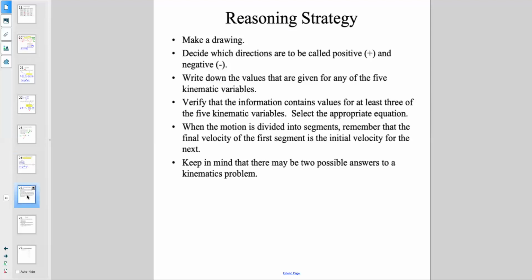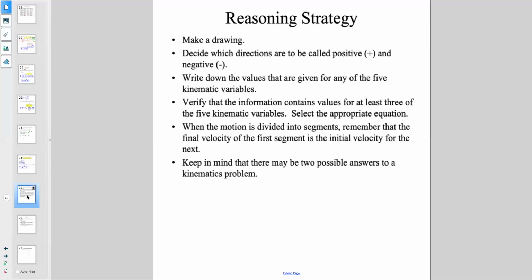But so reasoning and strategy for solving the problem is that you have to make some drawings. Decide which direction is called positive or negative. Remember, the direction of the motion of the object is always positive. Write down the values that you have. Write down the things that you know. For example, any information that is given to you by the problem. It is a ball is started from a velocity of 0, meaning that initial velocity is 0. It is started at time equals 5 seconds, meaning that initial time was 5 seconds. Write those down.